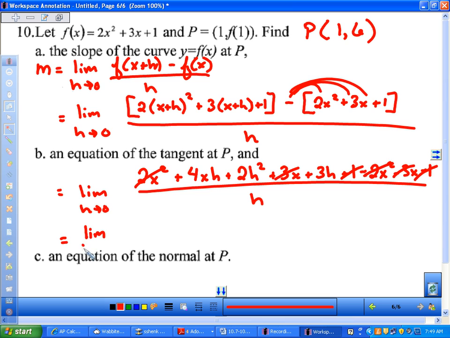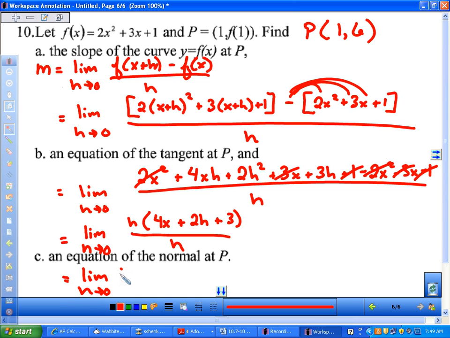So what are we going to do with that h? We're going to factor it out. What would be left of the 4xh? 4x. What would be left of the 2h squared? 2h. And what would be left of the 3h? 3. And now what will happen to the h's? They're going to cancel out. We're really looking at the limit as h approaches 0 of 4x plus 2h plus 3. And now that h from the denominator is canceled out, we can now evaluate this limit with what?